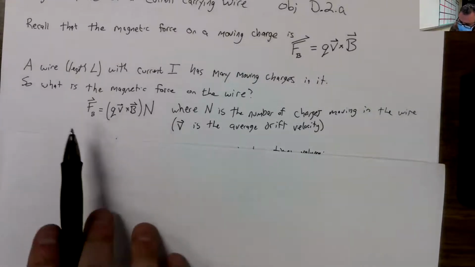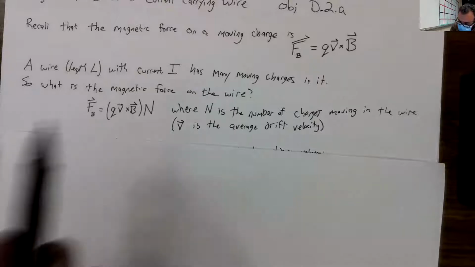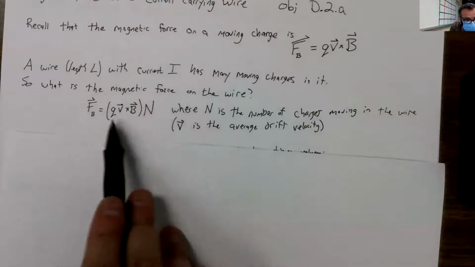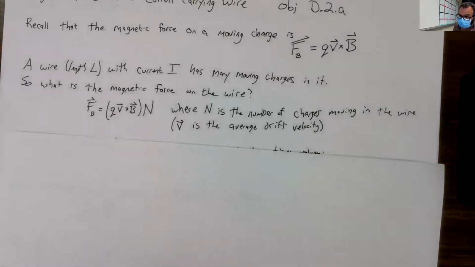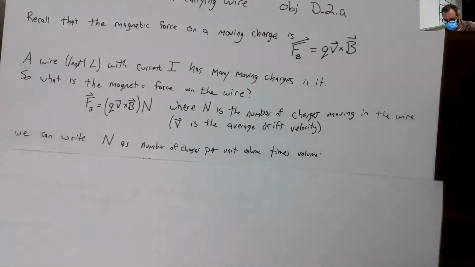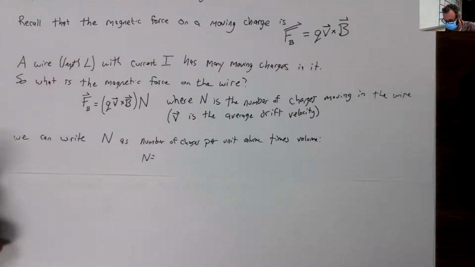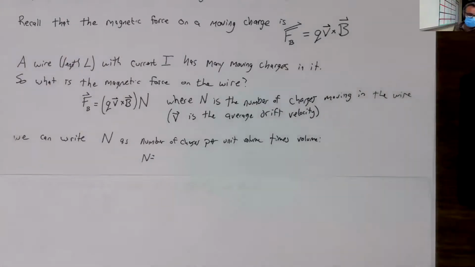So all we're saying is that the force on the wire with a lot of moving charges in it is that number of moving charges times the force on any particular charge. All right. So now we're going to rewrite this capital N. And you'll see why it seems like we're making it more complicated at first, but it's going to simplify out in the end. I can write N, the number of charges, as the number of charges per unit volume times the volume.